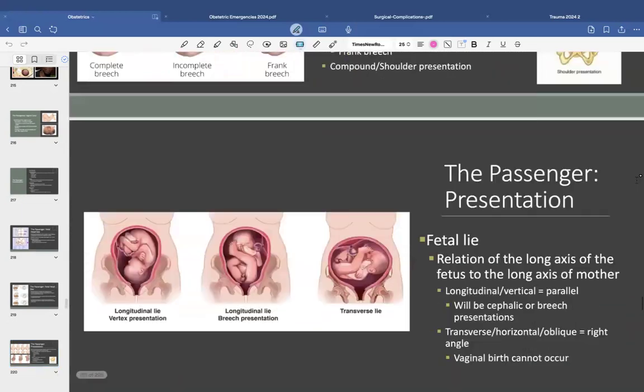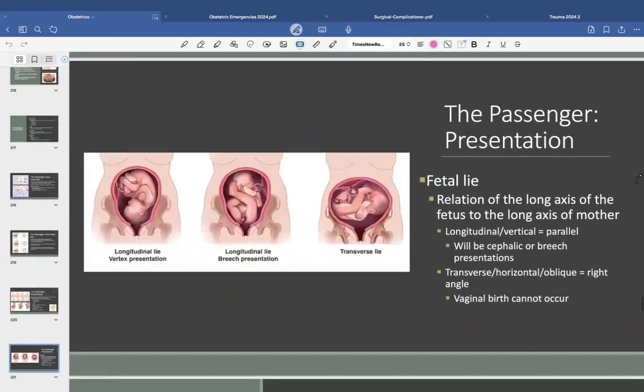The lie we talked about, this is the longitudinal axis. Again, a lot of this is repeated. We went over the definitions. So this is just pictures of that longitudinal. Longitudinal can be vertex or breech. Transverse is not ideal. Cannot have a vaginal birth with transverse lie.